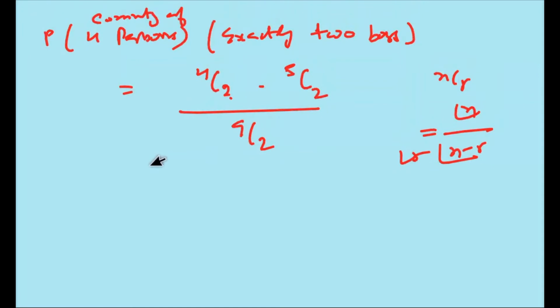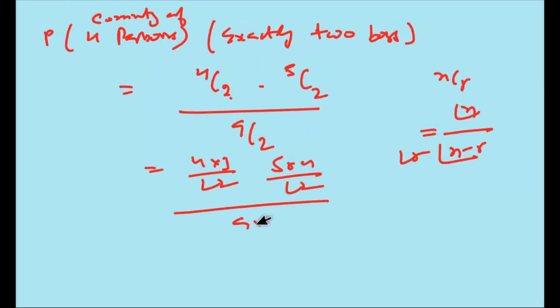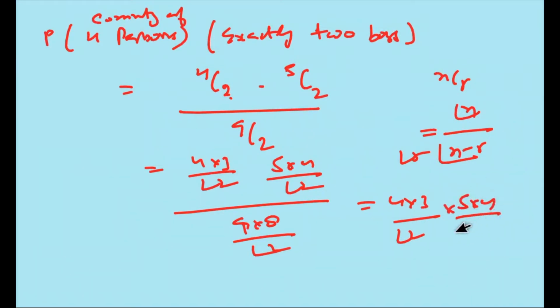So that is 4 into 3 upon factorial 2, 5 into 4 upon factorial 2, upon 9 into 8 into 7 upon factorial 4. So we can solve this: 4 into 3 upon factorial 2 means 2 into 1, and 5 into 4 upon 2 into 1. This you can cancel out and solve the rest yourself. Then this will be your answer.